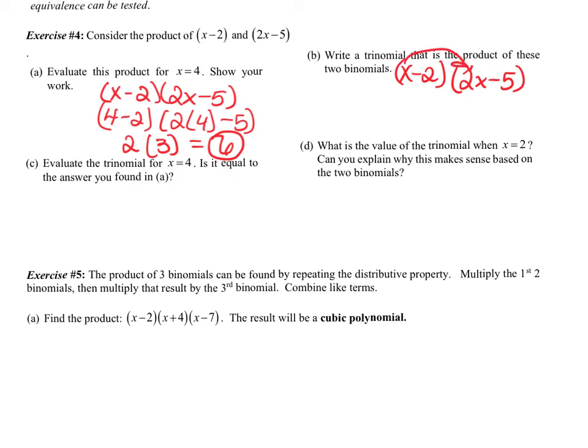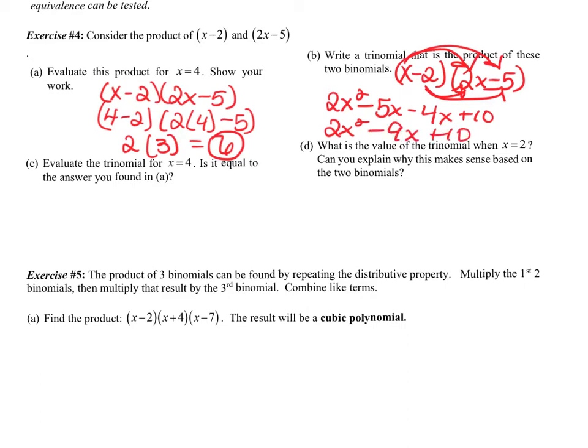So when I multiply my first terms together, I get 2x squared minus 5x, and now I'm going to distribute the negative 2. It's going to give me negative 4x plus 10. A negative times a negative is a positive. I'm going to combine my like terms. Negative 5 and negative 4 is negative 9x plus 10. And there is my trinomial.